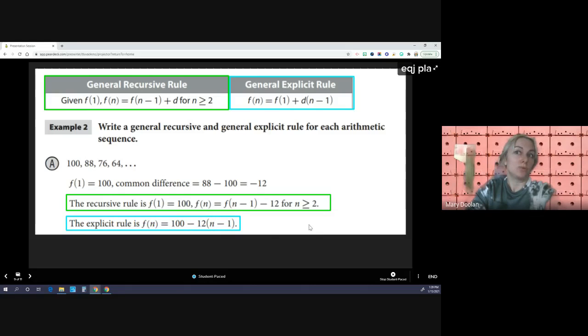So when you have these rules, you can figure out the answer for any value n. You just plug it in and you will come up with a numerical answer.